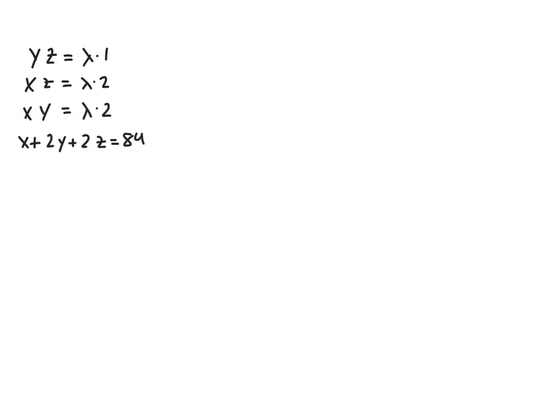So when we set those components equal to each other, we're going to get yz equals lambda times 1. xz is going to equal lambda times 2. And xy is going to equal lambda times 2 as well. And we have this constraint equation, x plus 2y plus 2z equals 84. Okay, so just like before, I'm going to label these equations 1, 2, 3, and 4, just to make it clear what equation we're working with and what we're doing.